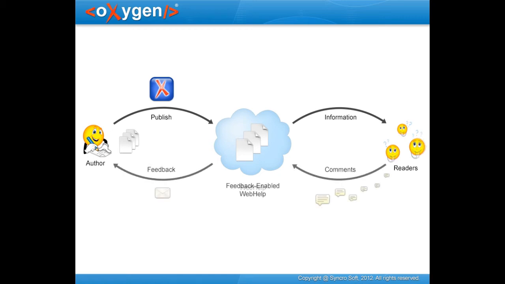Starting with version 14, oXygen added the ability to transform DITA and DocBook documents into feedback-enabled WebHelp systems, being the first XML single-source publishing solution which supports this technology. This means that now the communication is bidirectional. Posting a question or a suggestion is just one click away. Other users that visit the documentation pages are able to see the added comments and reply to them.